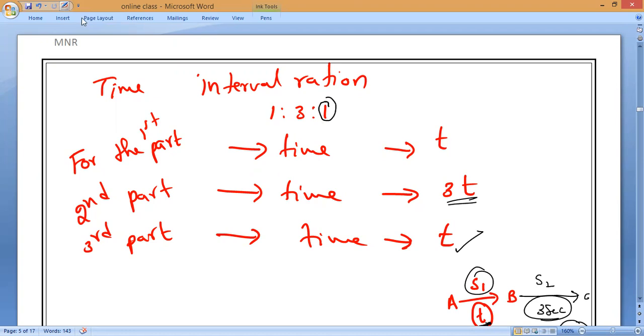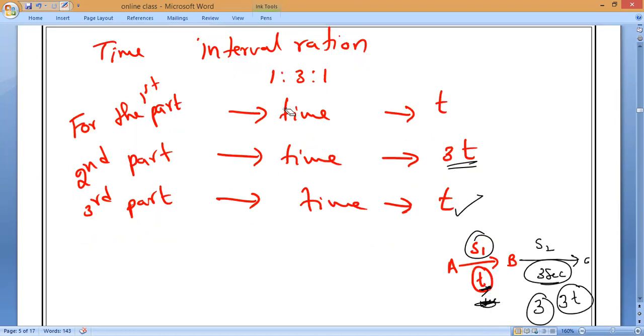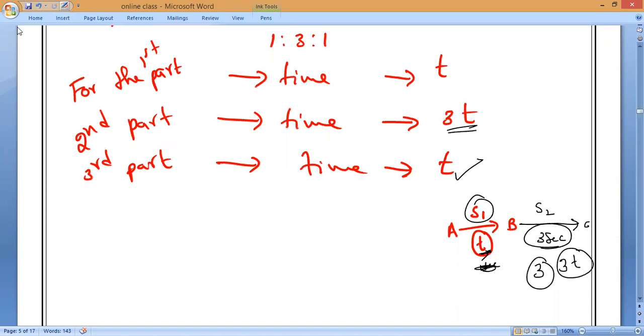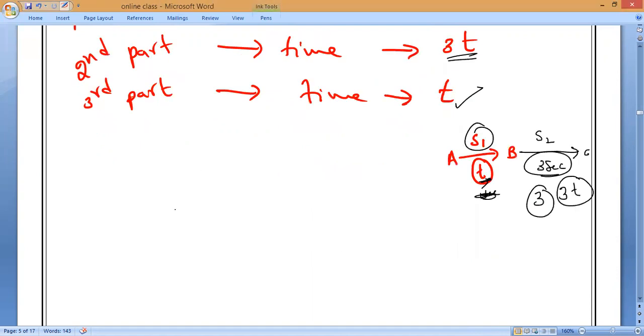Again, time will become what? Clear, everybody? Now, S1 we already solved. So S1 is equal to what, guys? 40 kilometer per hour, so S1 equals 20t kilometer. Now, S2 will become what? Anybody can tell me? Again, average velocity is the same. S2 is equal to velocity into time. So as we know, velocity is how much? We got it, correct.